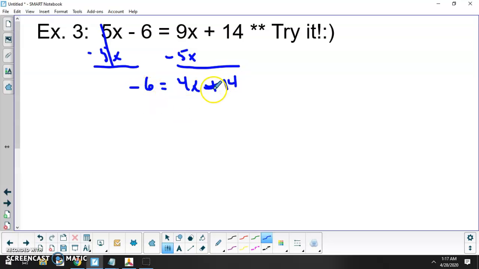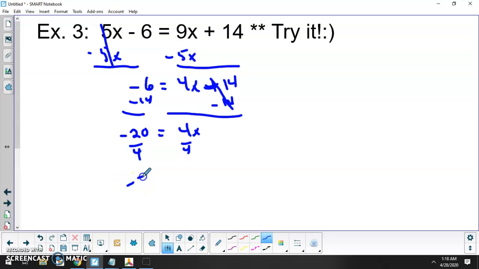And then after this, it's that good old two-step. So to undo plus, I subtract. I'm subtracting 14 on both sides. Sorry about my line getting crooked there. Negative 6 minus 14. Signs are the same, so I'm adding the numbers, keeping the sign. Those are gone, so I have 4x equals negative 20. Divide by 4. And I get my final answer as negative 5 is equal to x, or x equals negative 5.